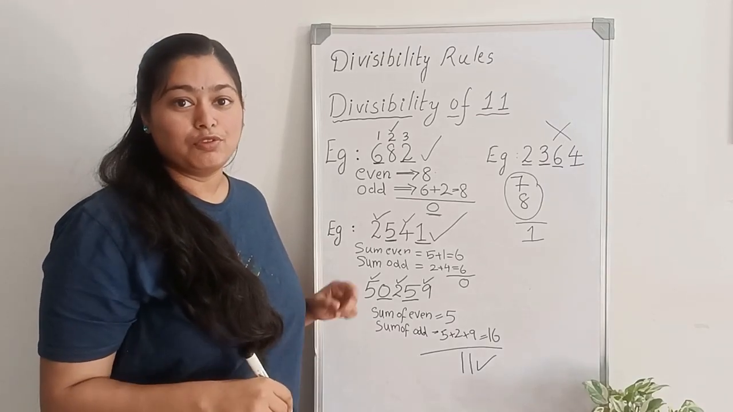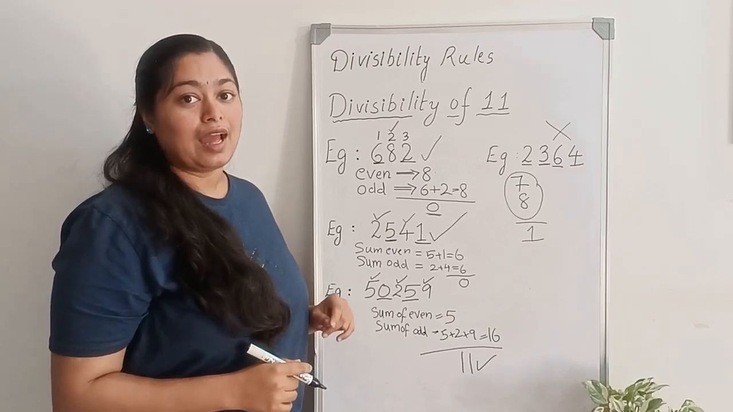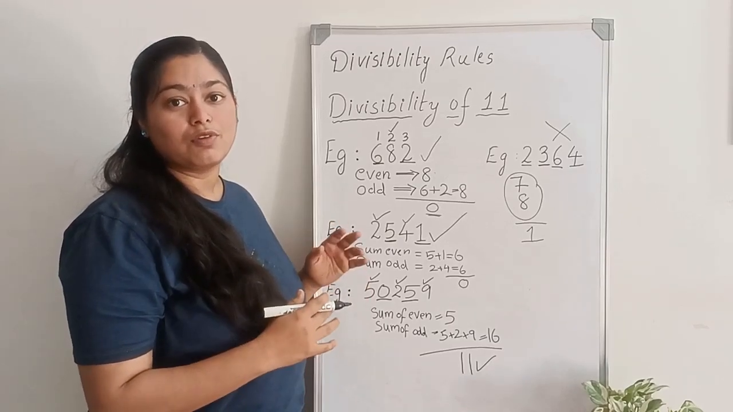So I hope you found that trick a bit funnier, right? So this is the divisibility rule of 11, and now we know the divisibility rule of all the numbers from 2 to 12.